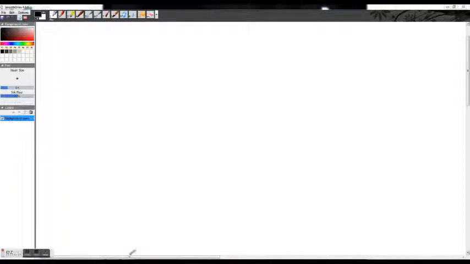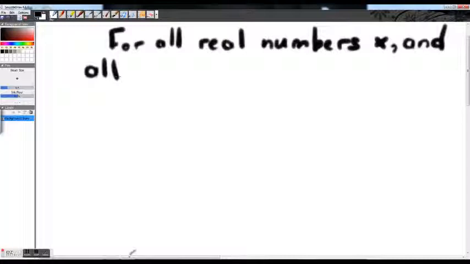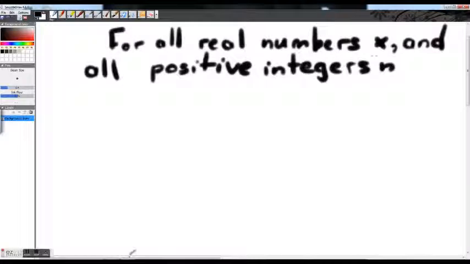Today we'll be looking at the laws of exponents. So first, let's say for all real numbers x and all positive integers n, x to the nth power is what this notation means.